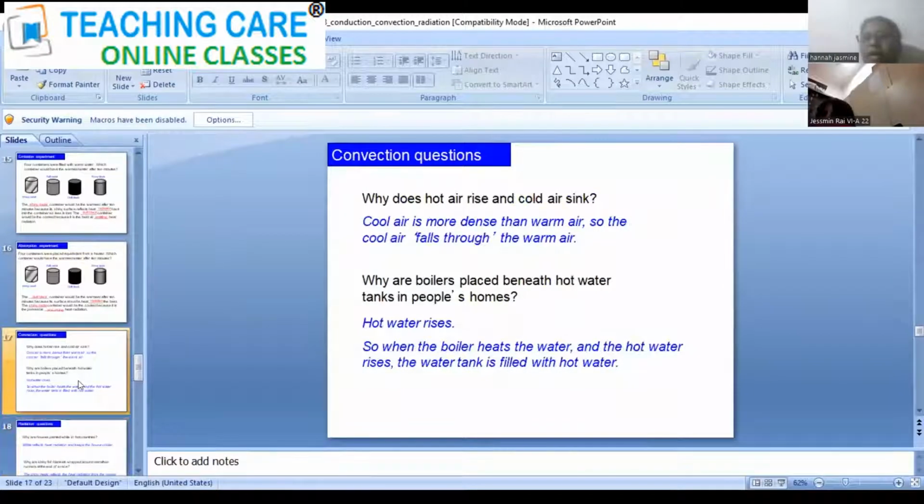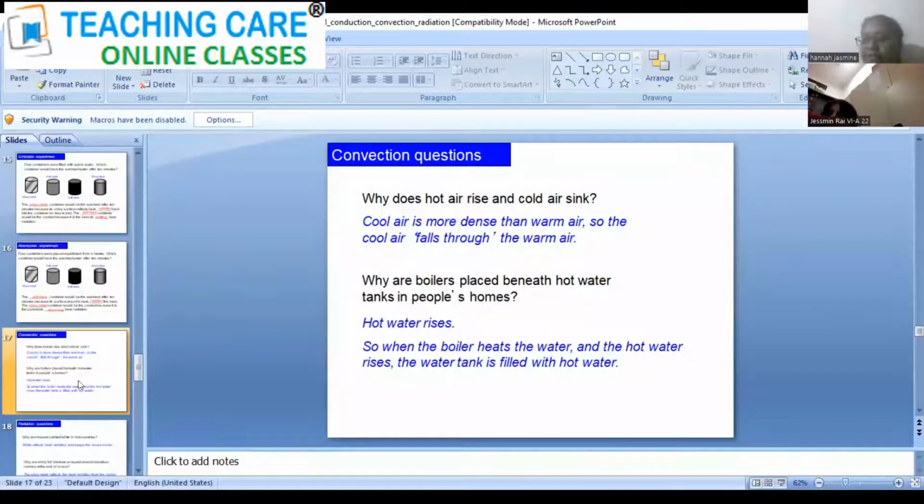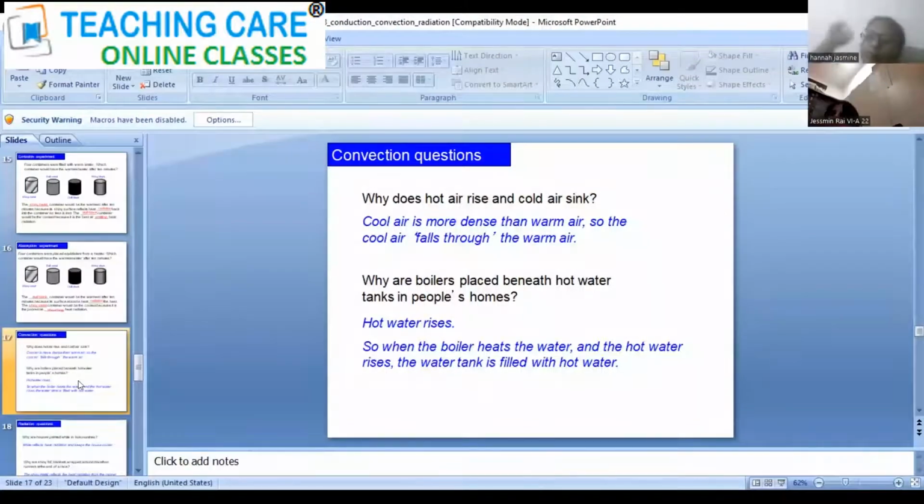Why does hot air rise and cold air sink? Ma'am, because the cold air goes to the warmer place. We were seeing in the convection that cool air is more dense, whereas the warm air spreads out, the particles spread out, and it is less dense. So it's easy for it to move up. Why are boilers placed beneath hot water tanks in people's homes?